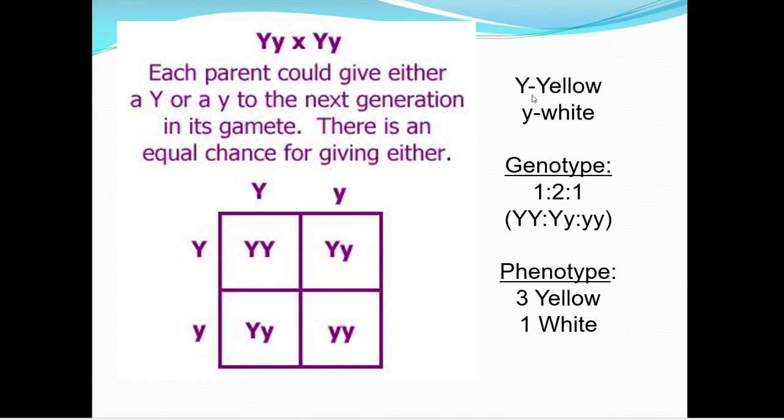So he crossed yellow plants, because that is dominant, together, and he found something, okay? He found that sometimes he got white. Why would that happen? Well, that's because of our Punnett square.